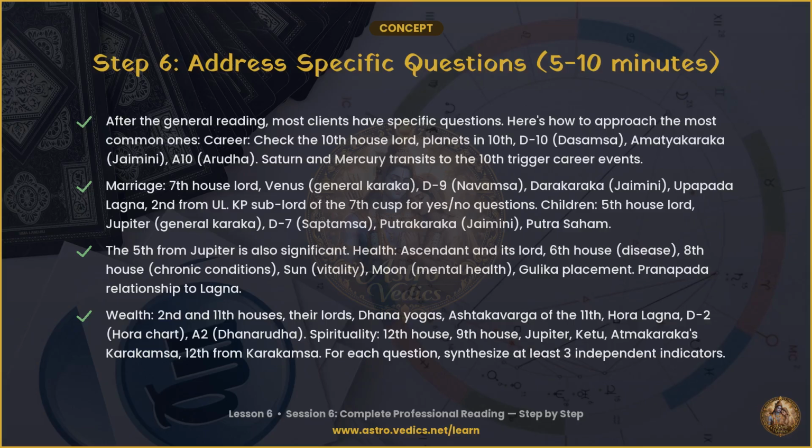Health: ascendant and its lord, 6th house for disease, 8th house for chronic conditions, Sun for vitality, Moon for mental health, Gulika placement, Pranapada relationship to Lagna. Wealth: 2nd and 11th houses, their lords, Dhana Yogas, Ashtakavarga of the 11th, Hora Lagna, D2 Hora chart, A2, Dhanarudha. Spirituality: 12th house, 9th house, Jupiter, Ketu, Atmakaraka's Karakamsha, 12th from Karakamsha.